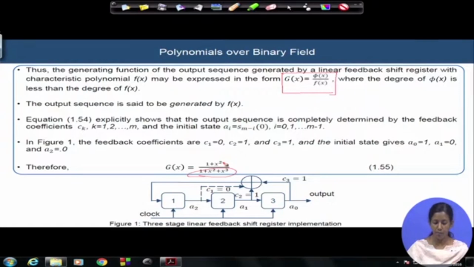So the generating function will be given by, similarly, you can find the value of phi(x) following equation number 1.54. You substitute there, and this is coming from the expression of the characteristic function f(x), which is given by 1 plus the equation written earlier, the sum of c_i into x to the power i, where i is moving from 0 to infinity. Now if I divide these two polynomials, the generating function will obviously be known to us.